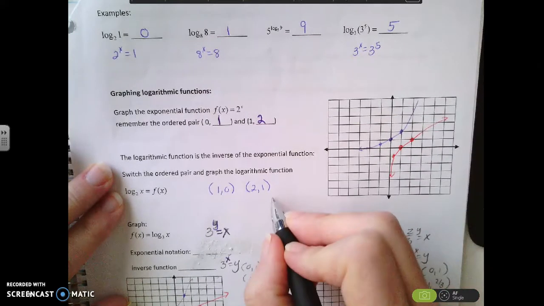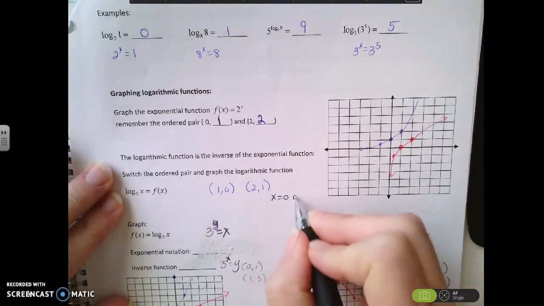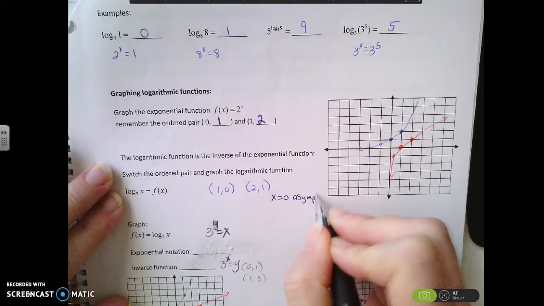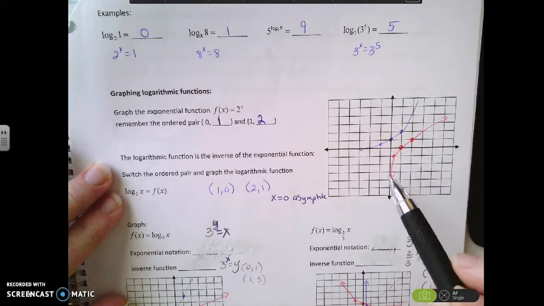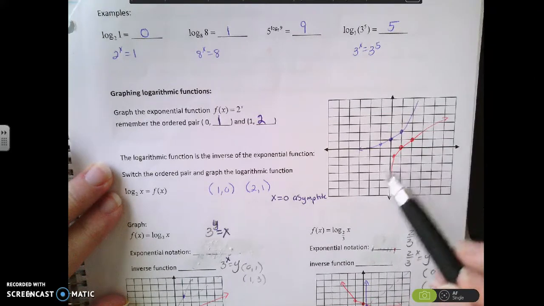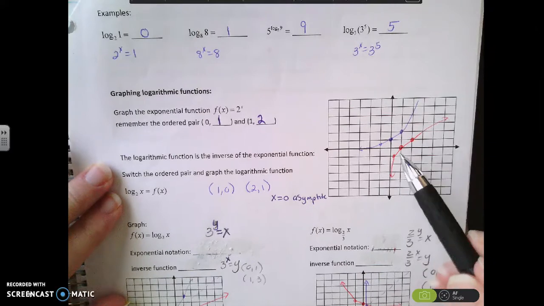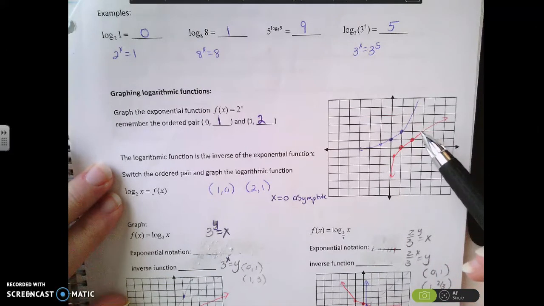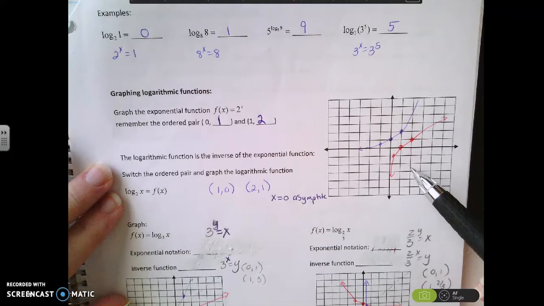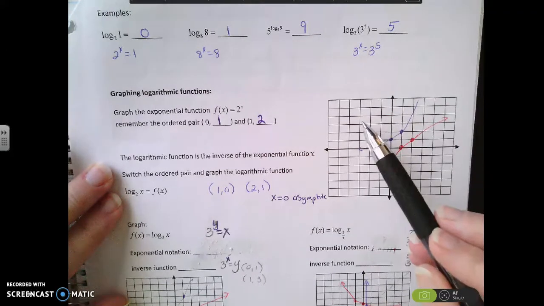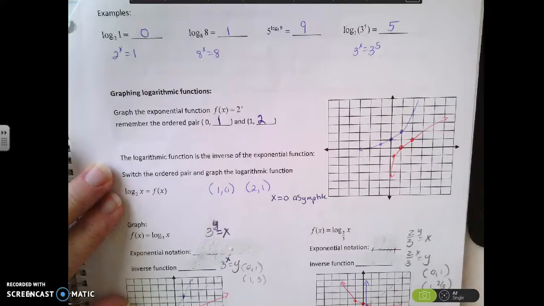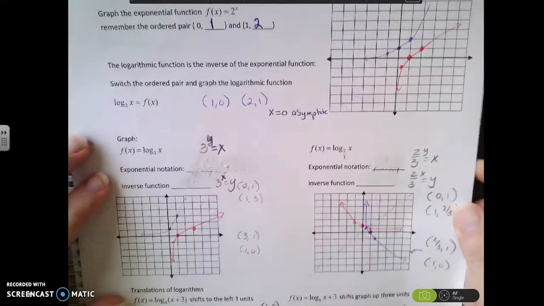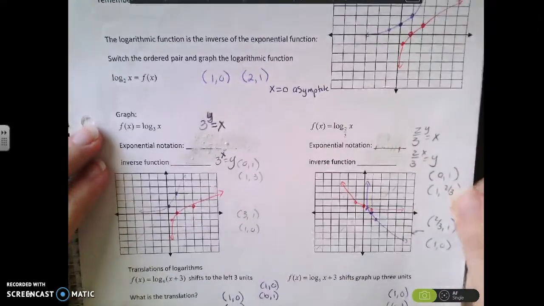Now my asymptote has changed to x equals 0. My asymptote was y equals 0. Now it's x equals 0. Notice that it is an increasing function still, right? But notice that it is in quadrant 1 and quadrant 4, whereas the first function, the exponential, is in quadrant 1 and quadrant 2. And that's true for all exponential functions. So sometimes the easiest way to graph your logarithmic functions is to think of them as exponential functions.